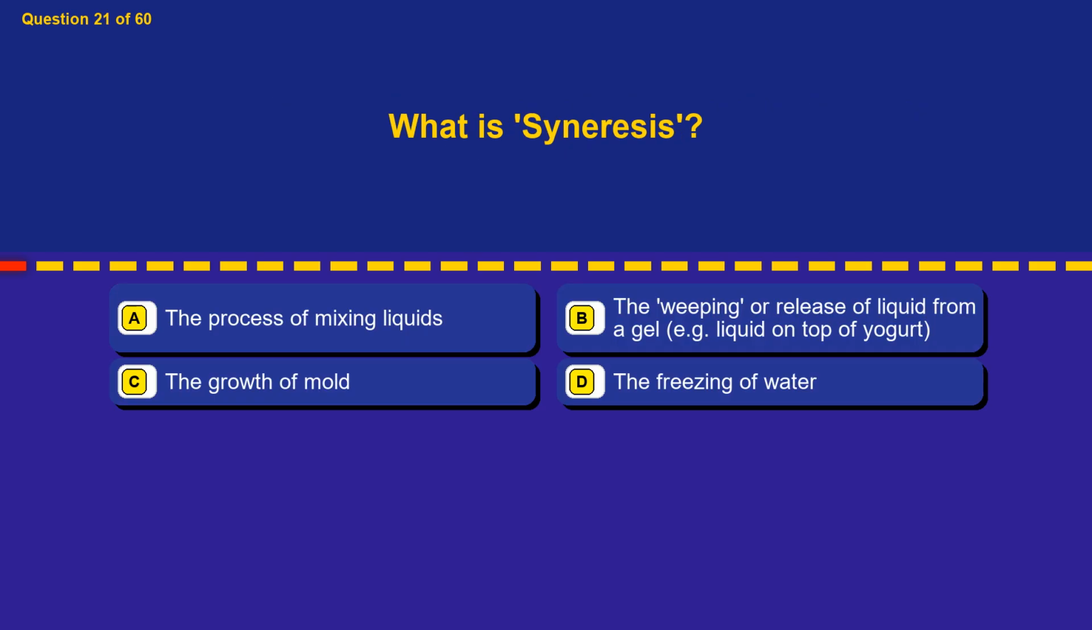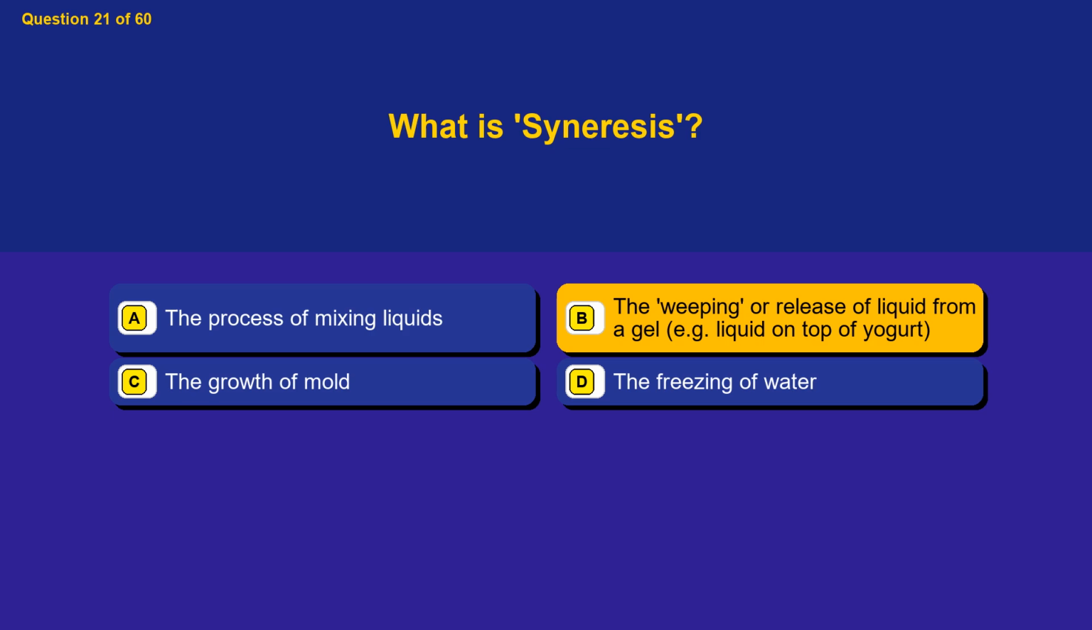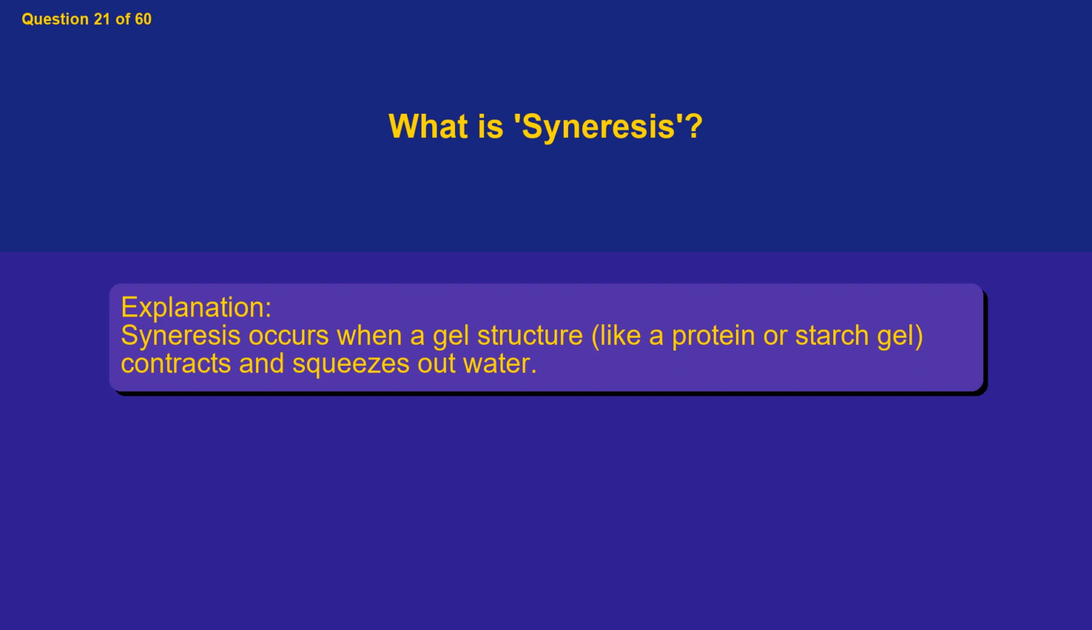Question 21. What is syneresis? Option A. The process of mixing liquids. Option B. The weeping or release of liquid from a gel, e.g. liquid on top of yogurt. Option C. The growth of mold. Option D. The freezing of water. The correct answer is option B. The weeping or release of liquid from a gel, e.g. liquid on top of yogurt. Syneresis occurs when a gel structure, like a protein or starch gel, contracts and squeezes out water.